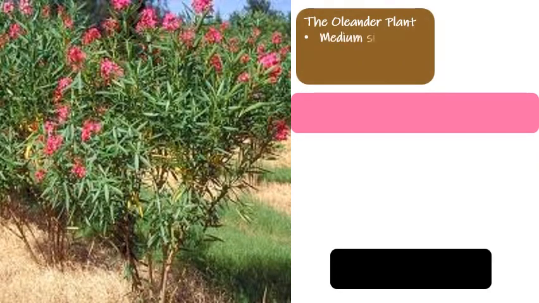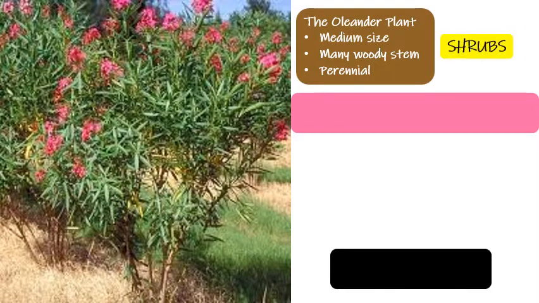Please look at this figure. This figure shows the oleander plant. This plant has a medium size, and as you can see, it has many woody stems. And this plant is perennial also. So, what do you think? What's the type of this plant? Is it a tree, a shrub, or a herb? It's a shrub. Perfect. So this plant is considered as a shrub.